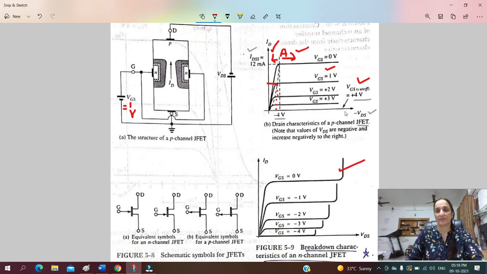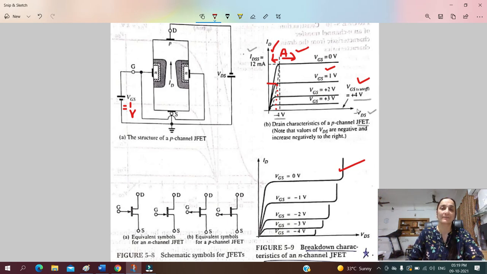When we are increasing VGS in the positive direction and VGS becomes equal to this value V pinch off, then this JFET is no longer conductive. Drain current becomes equal to 0 because now the resistance has become maximum. So this value of VGS at which drain current is 0 is known as VGS cutoff. It is also equal to the pinch off voltage VP. For P channel, pinch off is positive. So this is minus the magnitude of V pinch off.